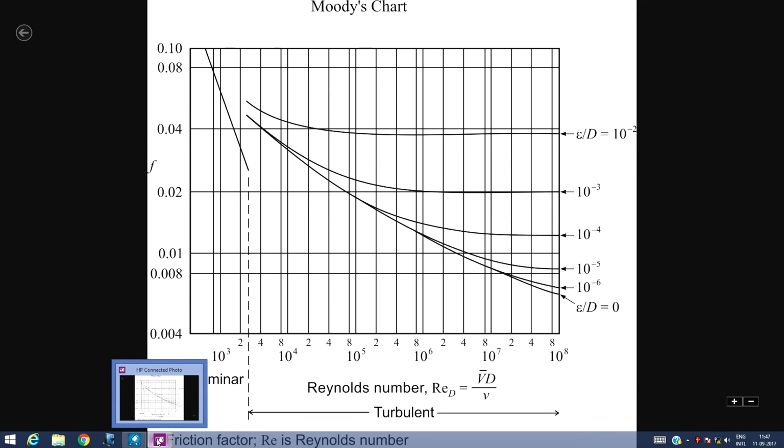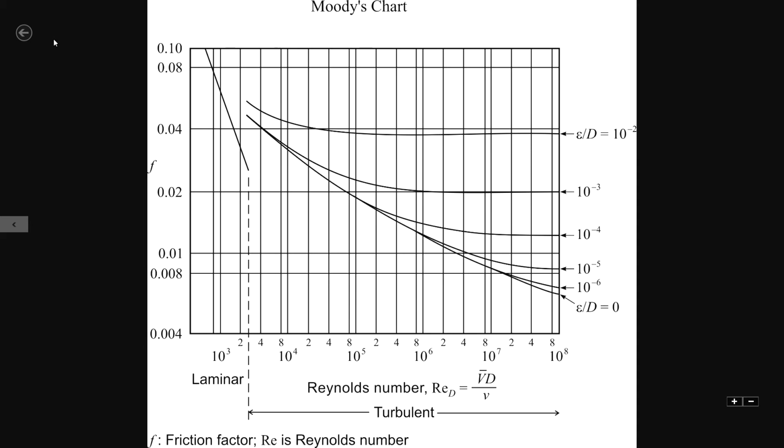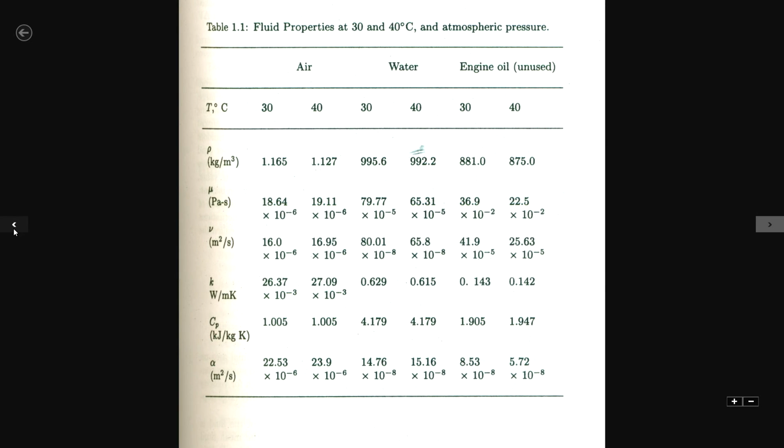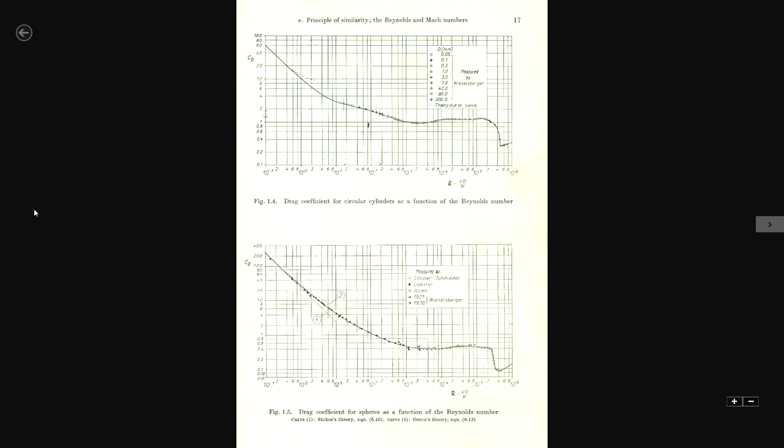This you remember, this also you remember, but here it is. There are two graphs, the one above is for a circular cylinder, the one below is for a sphere. Make sure you have this data with you. Okay, if not, tell me, then I will send again.